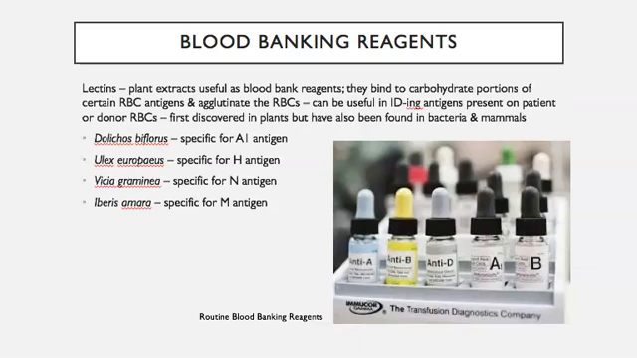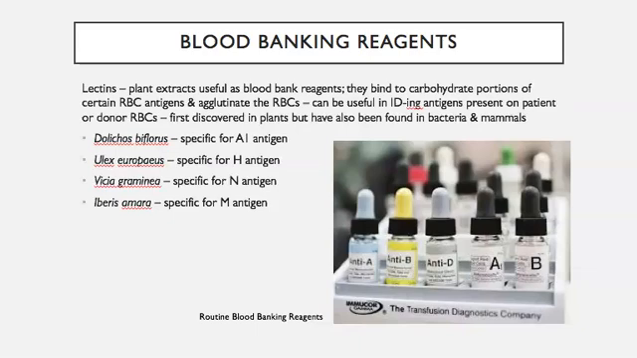Okay, lectins are plant extracts that are useful in blood bank reagents. They bind to the carbohydrate portion of certain red cell antigens, and they can agglutinate the red cells. So they can be helpful in identifying antigens present on patient or donor red cells. They were first discovered in plants, but they've also been found in bacteria and mammals.